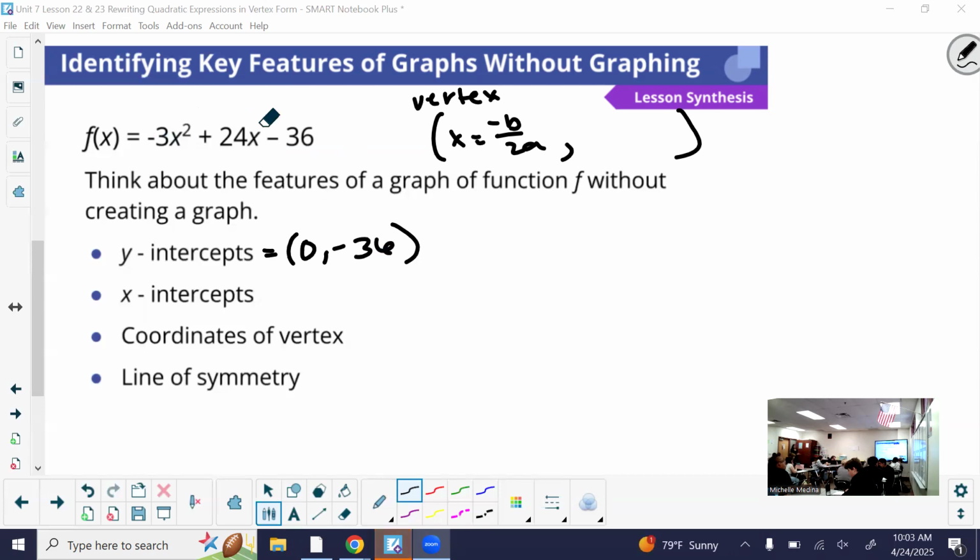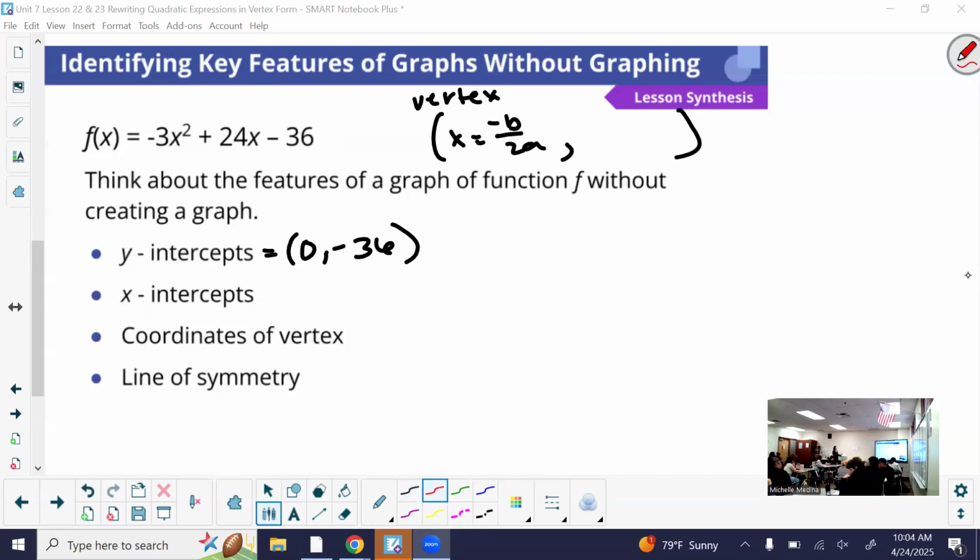Now, I told you that for the x-intercepts, what form is it really easy to see the x-intercepts from? The factored form. So we're going to practice factoring this, if you need to know the steps for factoring anyways for your tests. What's the first step in factoring? What do I need to look for first? The GCF, the greatest common factor.